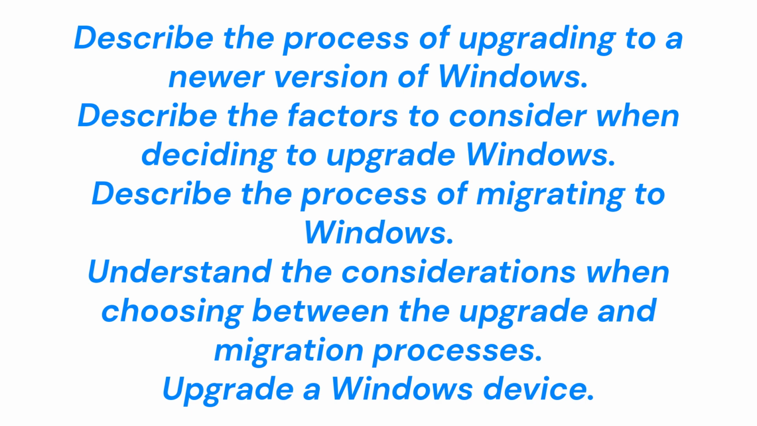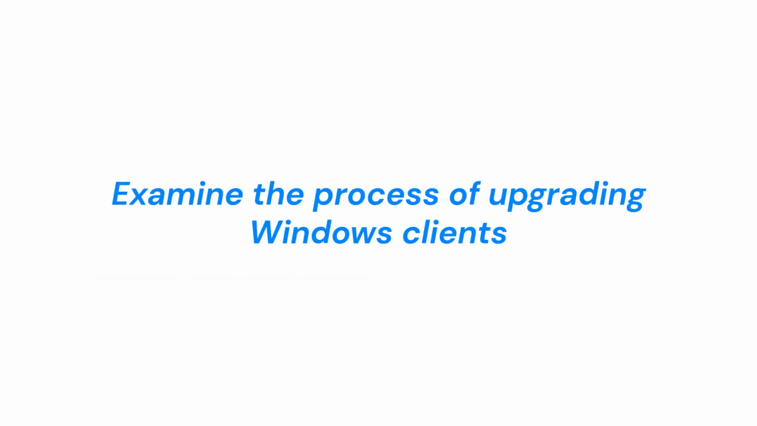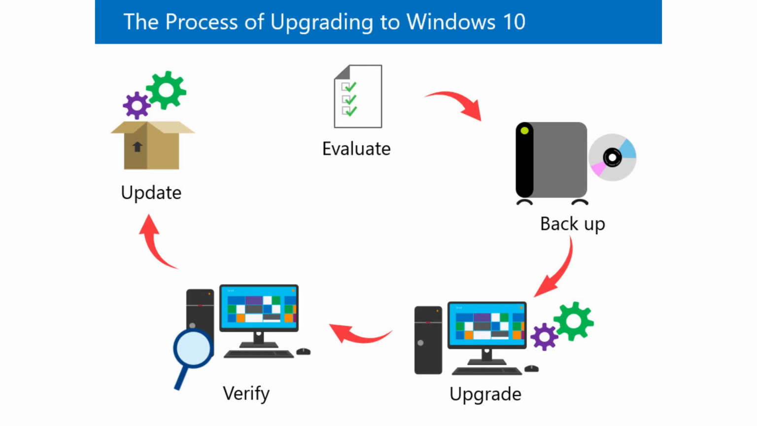Upgrade a Windows device. Examine the process of upgrading Windows clients. An in-place upgrade replaces the operating system on your computer while retaining all programs, program settings, user-related settings, and user data. When upgrading from a version prior to Windows 10 on a single device, performing an in-place upgrade is the easiest way to upgrade Windows. The process for upgrading includes the following steps.